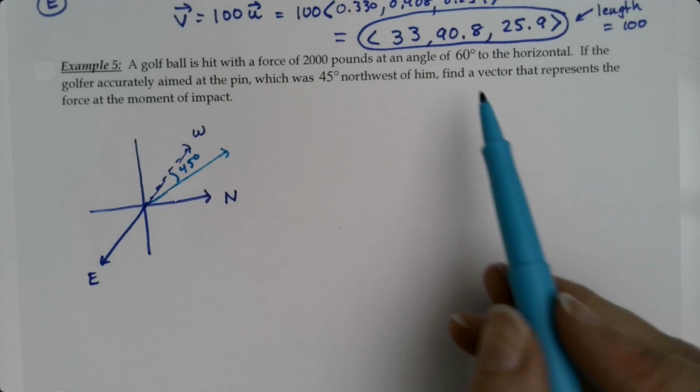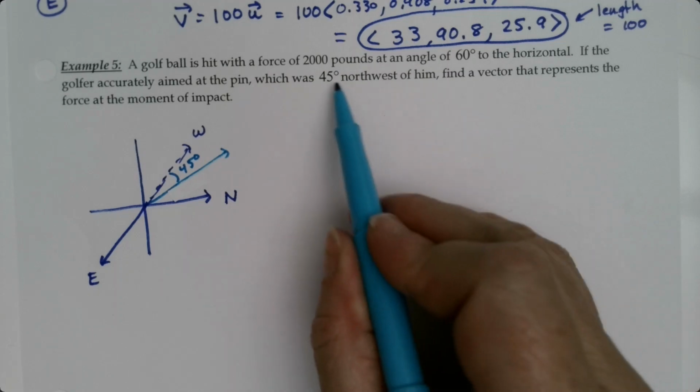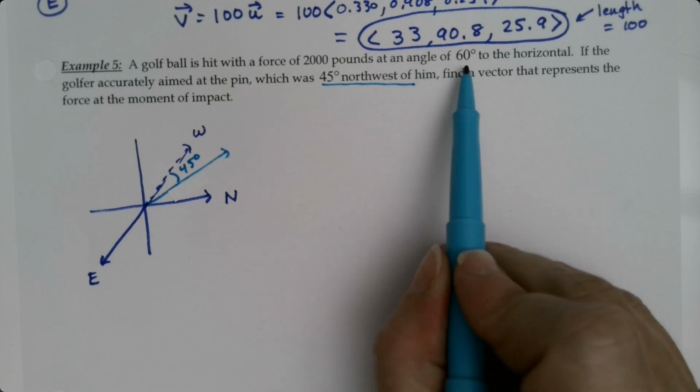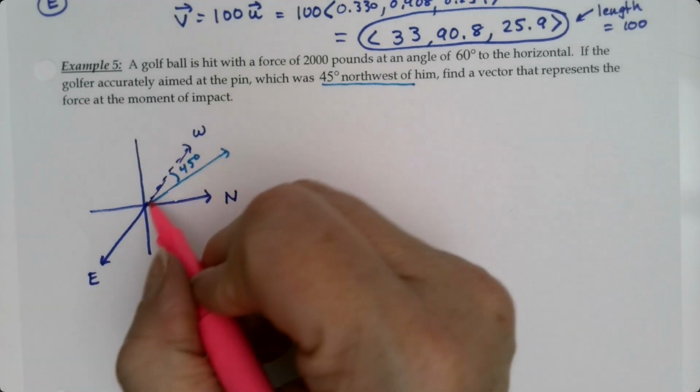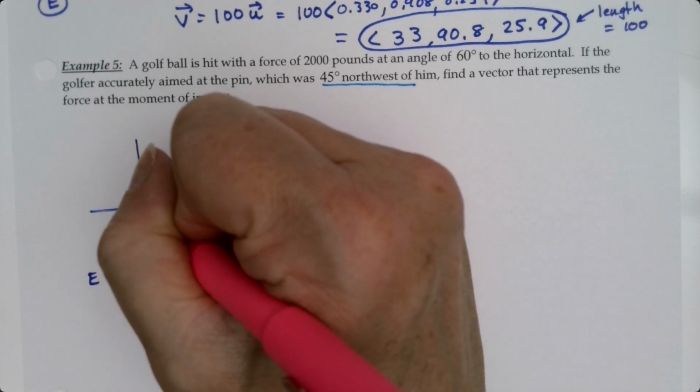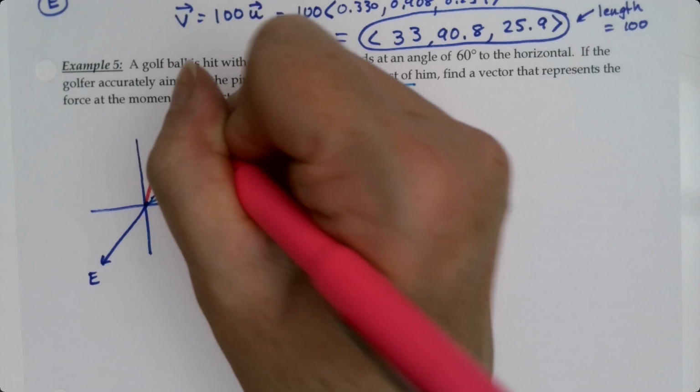Okay, so we need to deal with this angle. So I've dealt with the 45 degrees northwest, right? But now I have to deal with this angle of 60 degrees to the horizontal. So what that means is that it's going to, right, that's on the flat plane. And then we're going to shoot up into the air 60 degrees.